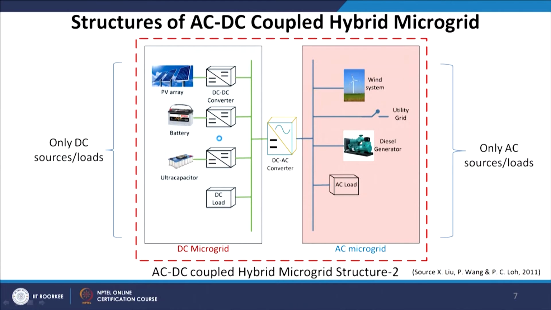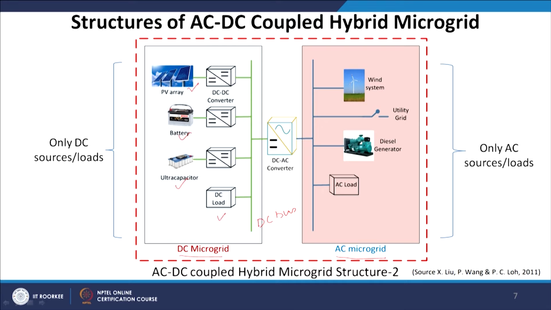And this is another structure, we call it structure 2, where you all can see this is my DC microgrid, the left half, and the right half is my AC microgrid, and we can clearly observe that the PV, battery, ultracapacitor and DC loads, all DC characteristic based generations and loads, are connected to my DC bus.